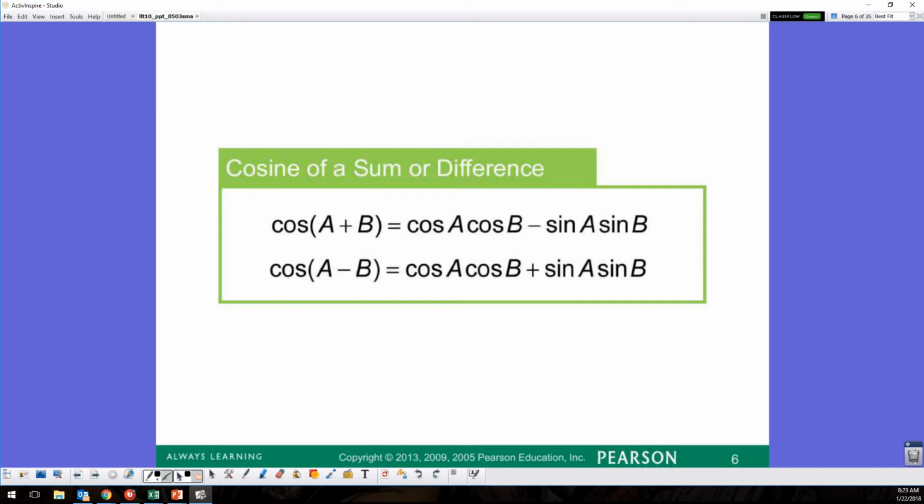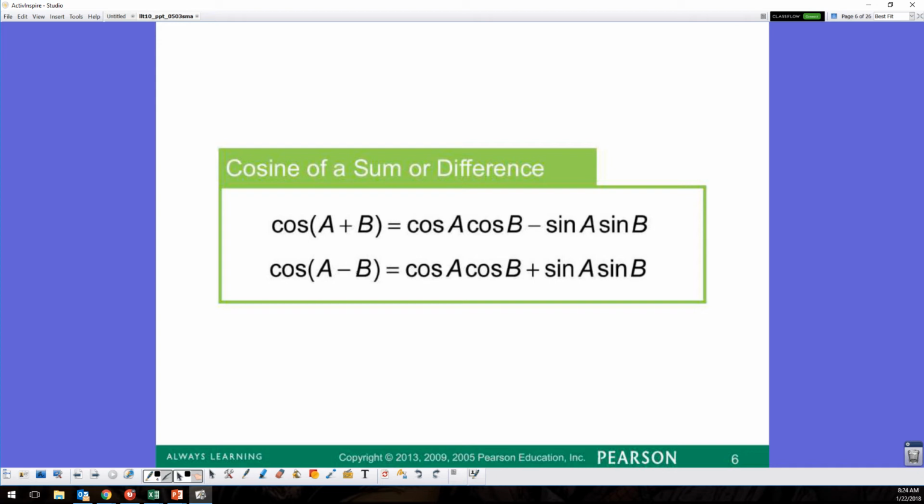Does cosine A being right next to cosine B mean it's multiplying? Yes, it's multiplication. This is my formula. I haven't done anything with it yet. I'm just trying to pick out which one I need. I haven't got that far yet. I'm still just trying to tell people what we're doing.